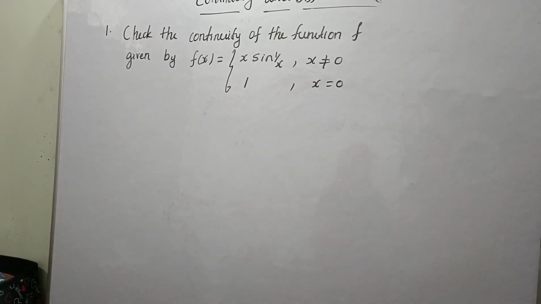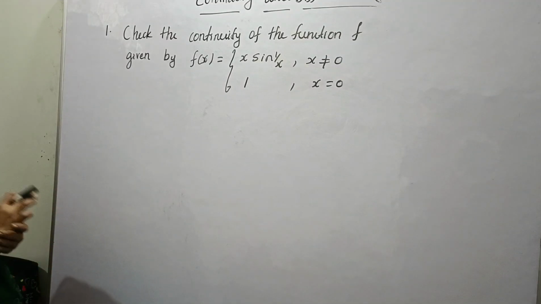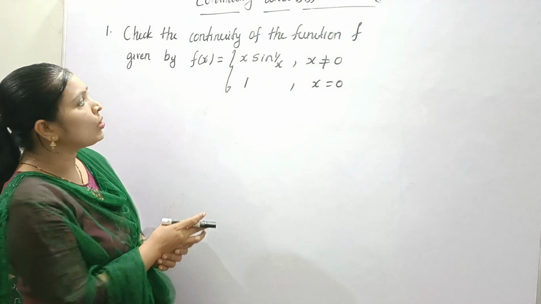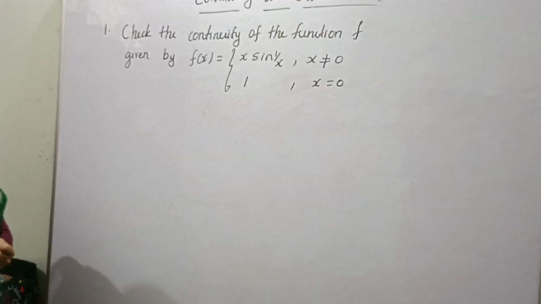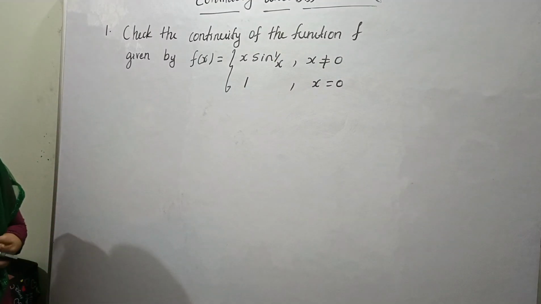Now let's go through some examples. Check the continuity of the function f given by f of x is equal to x sin 1 by x, x not equal to 0, and f of x is equal to 1 when x is equal to 0. So here we have to check whether the given function is continuous or not.